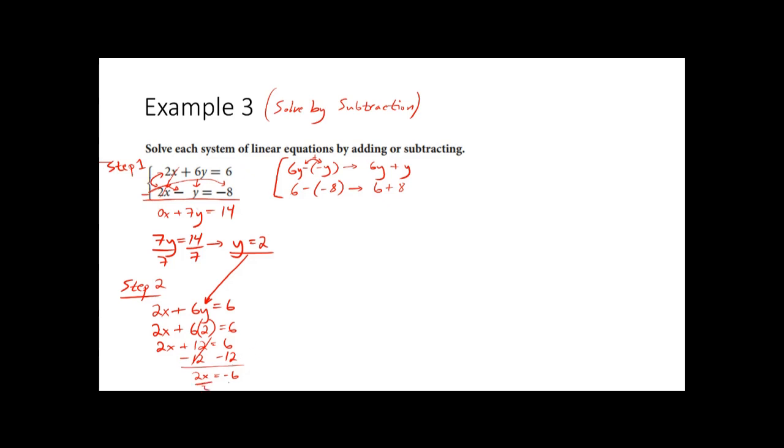Division property. And eventually you get x equaling negative 3 because negative 6 divided by a positive is going to be a negative. Okay, so negative 6 divided by positive 2 is negative 3. All right, so our solution is at what we got for our x, which was negative 3, comma, our y, which was positive 2. And there's our solution.